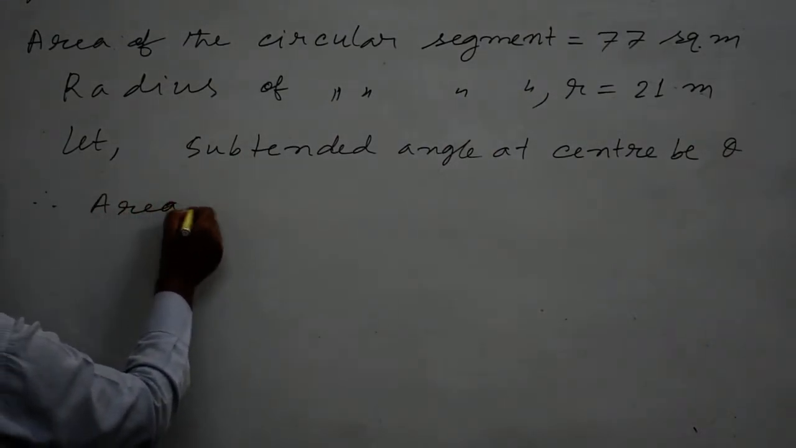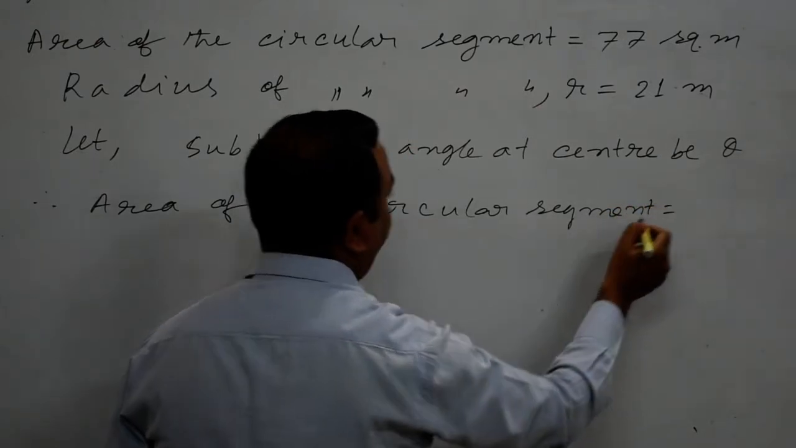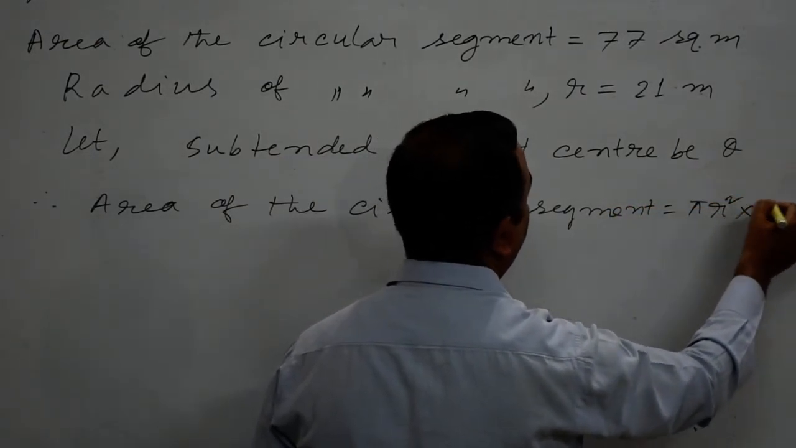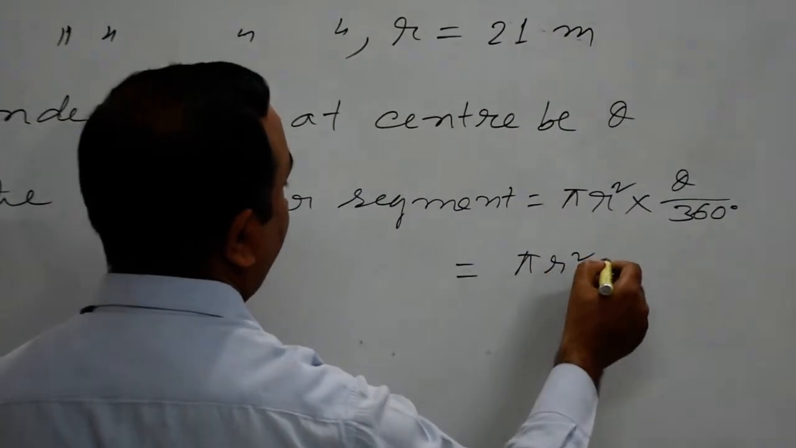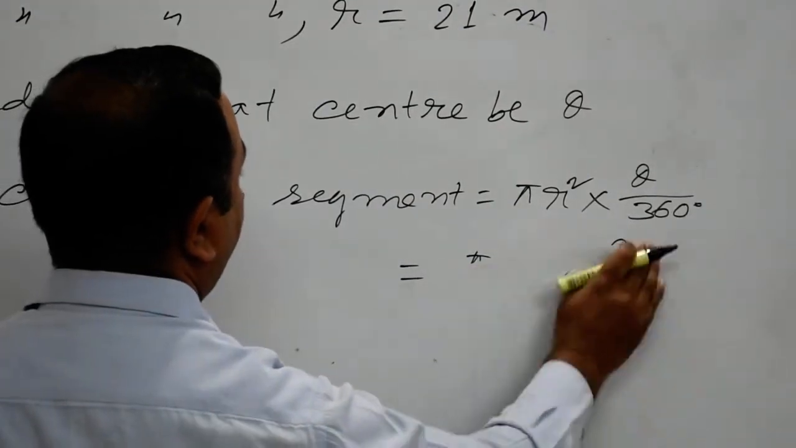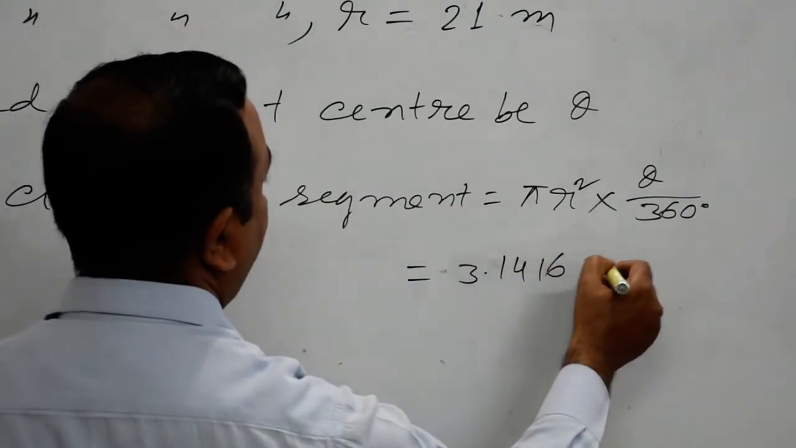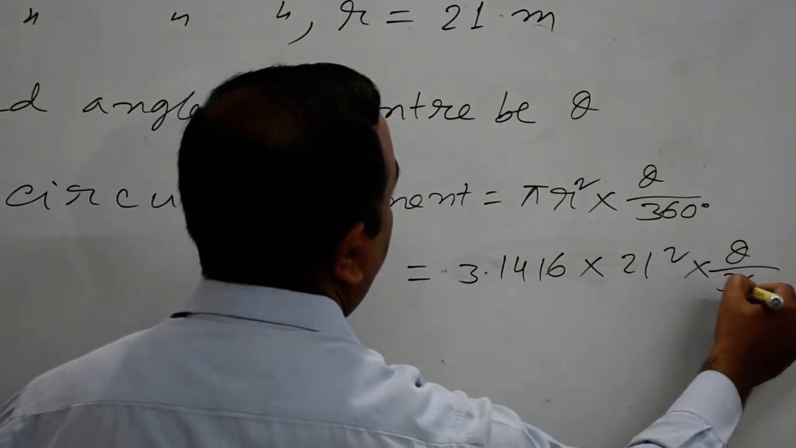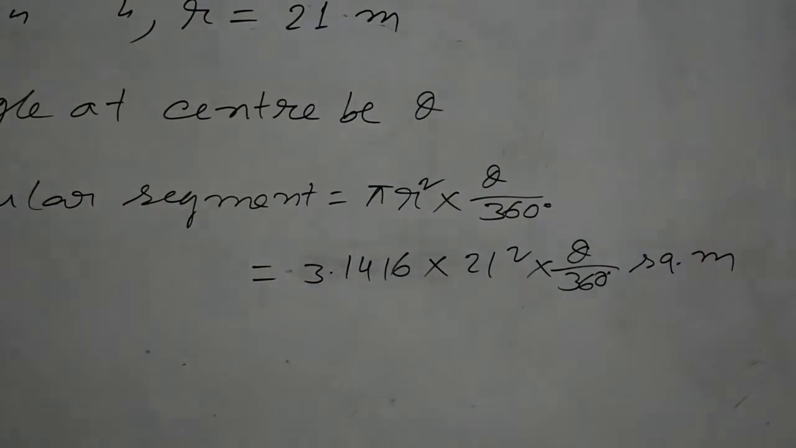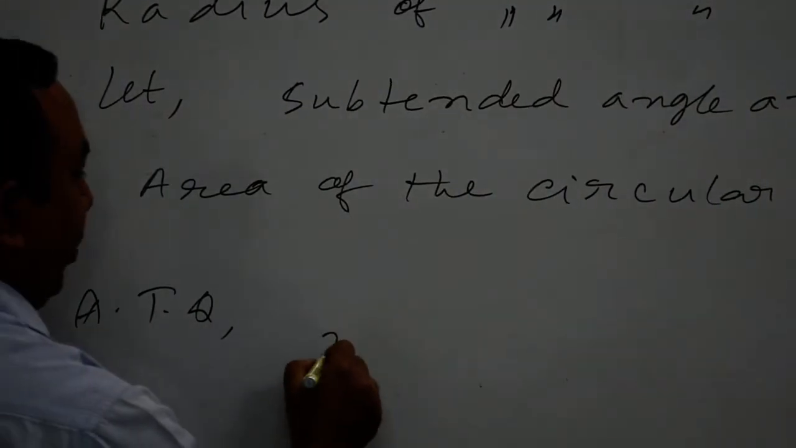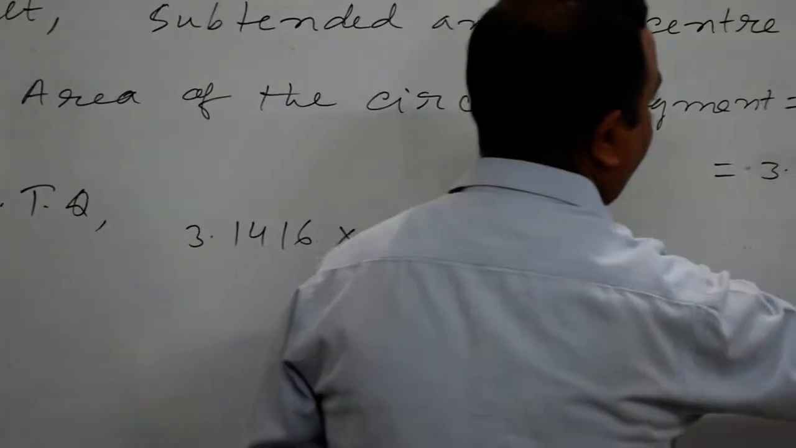Therefore, area of the circular segment equal to pi r square into theta by 360 degree, as you have learned from the previous discussion. Now substitute the values: pi equal to 3.1416 into r square, that is 21 square, into theta by 360 degree. Then the unit will be square meter. According to the question, 3.1416 into 21 square into theta by 360 degree. Just omit the degree from here.